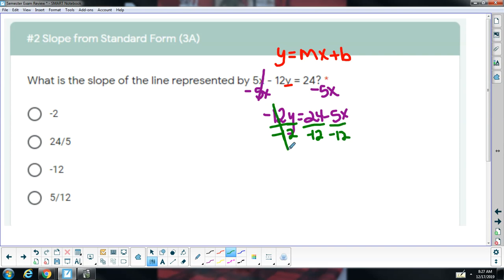Remember, when you divide, that happens to everything. So here on the left, those cancel, and we're left with just our y. 24 divided by negative 12 gives us a negative 2. Negative 5 divided by negative 12. Now, 12 does not go into 5, and it does not reduce, but negative divided by negative will change that to a positive. So we have a positive 5 over 12x. Then notice our slope is the number attached to the x. So the number attached to our x is this 5 over 12. So 5 over 12 would be our answer.